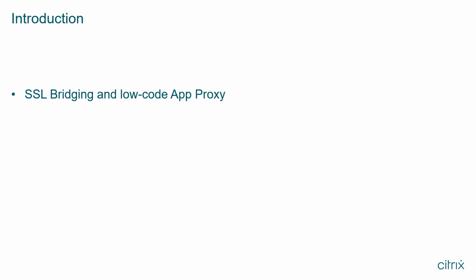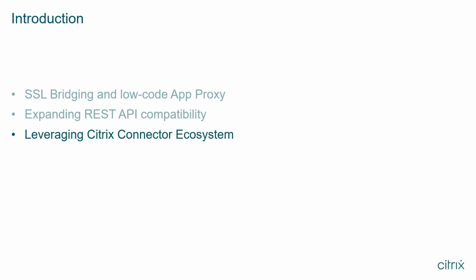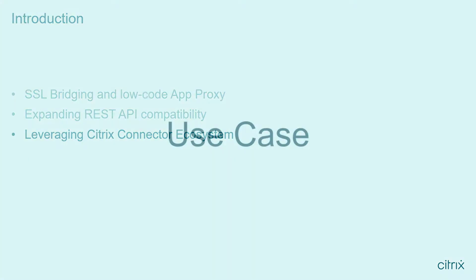Well, first, SSL bridging and low-code app proxy. When we do need to expand our REST API compatibility, that could be the answer to patch our REST API compatible systems with some other protocols, pretty much communication lingo that might be required. And let's not forget about leveraging Citrix connector ecosystem. When using Citrix Microapps, we might want to talk to Citrix apps and desktops, or, for example, to Citrix files. That will be a great feature to integrate with our microapp services.